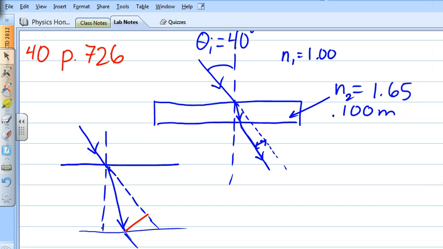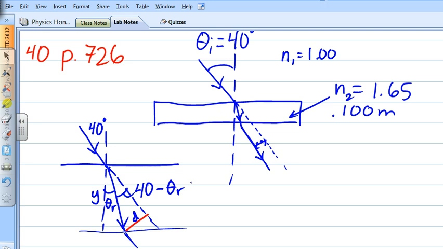So what we can do is a couple of things. First of all, let's label some things. Let's label this height right here, or distance, as y. Let's label the hypotenuse as d. We know that this is 40 degrees right here. We know that this is going to be theta refracted. And we know that this angle right here is going to be 40 minus theta refracted.